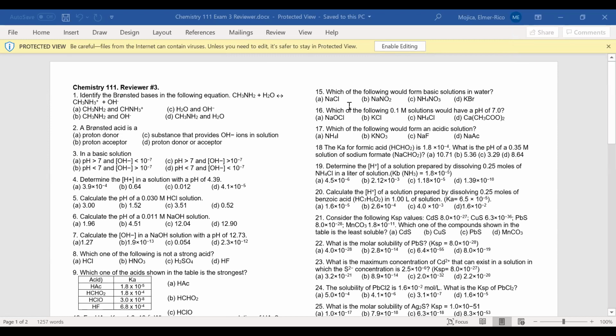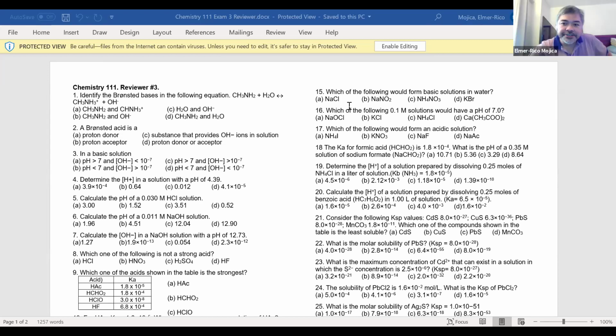Professor, I have one more question, please. About what? There are some questions where this hydrolyzes. I wanted to go over the lecture part of the hydrolysis. Which species usually hydrolyze? Anyone? Which species hydrolyze? Usually the conjugate acid of a weak base and the conjugate base of a weak acid.